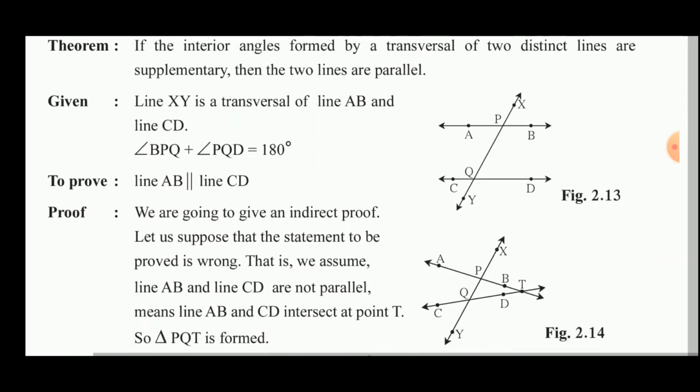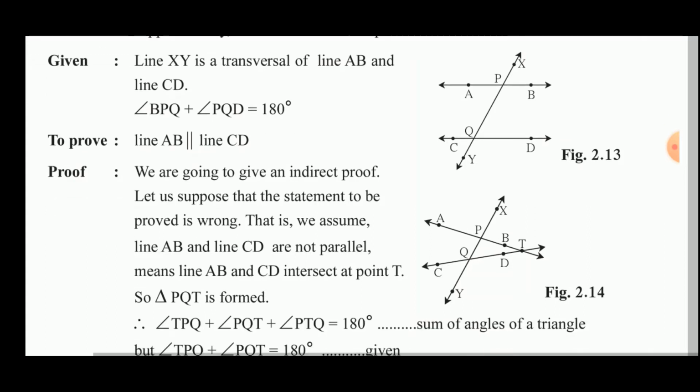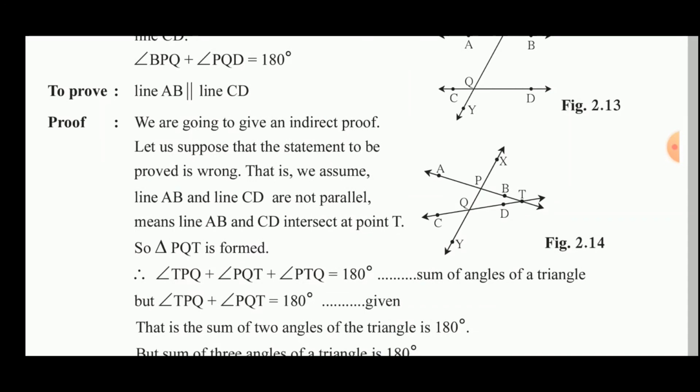Now we are going to use the indirect proof here. In an indirect proof, we suppose the statement to be proved is wrong. That is, we assume lines AB and CD are not parallel. They intersect at point T, so that triangle PQT is formed. So therefore you will get TPQ plus PQT plus PTQ is equal to 180 degrees, the sum of the angles of a triangle.